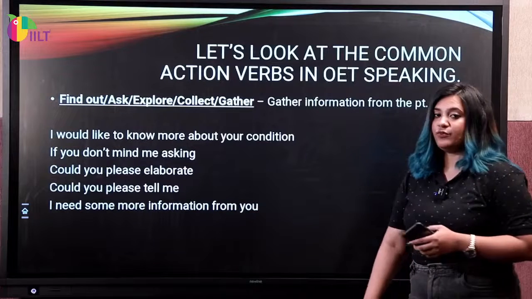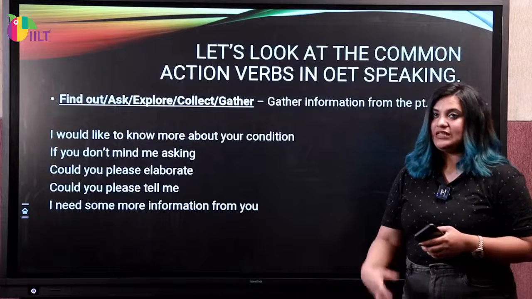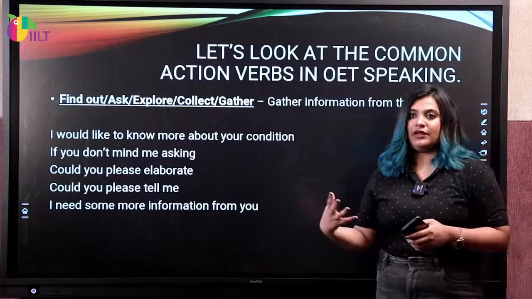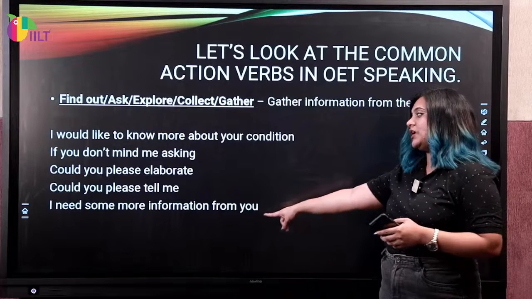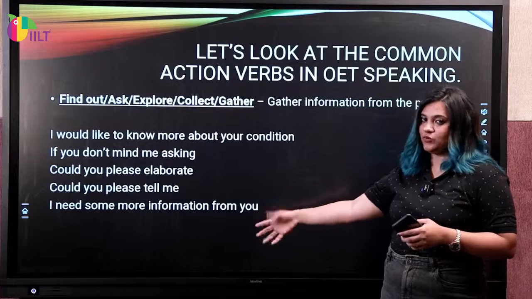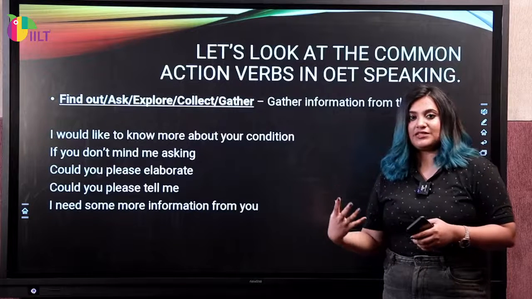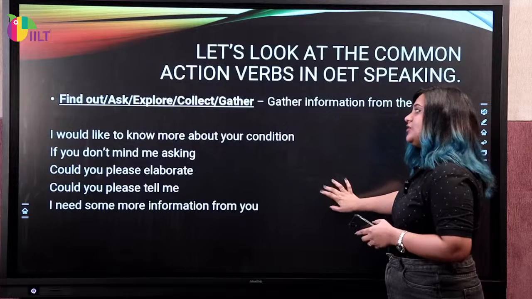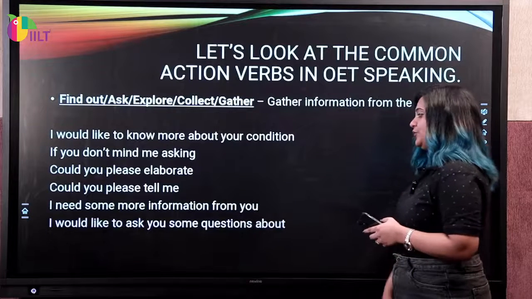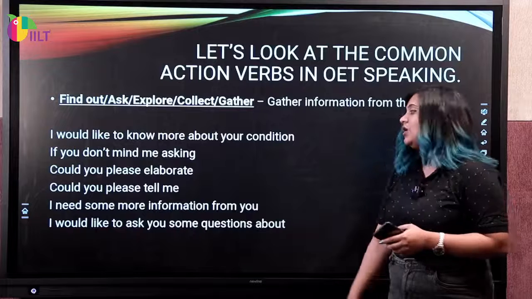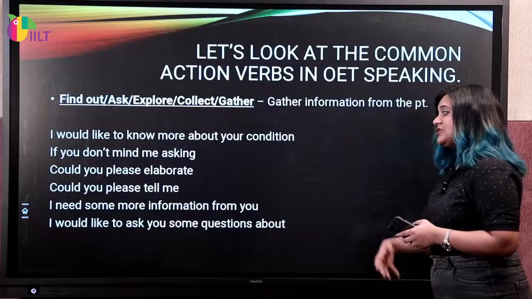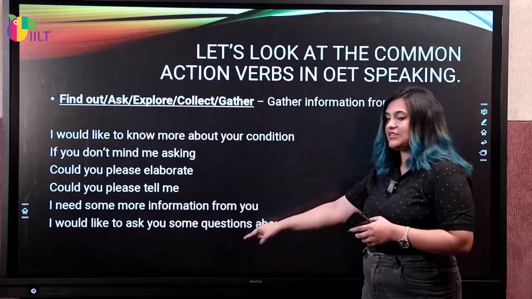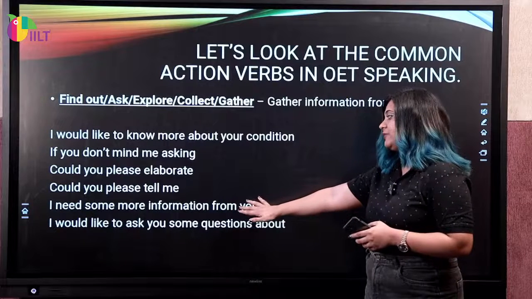"I need some information from you." Imagine your task is ask more about the lifestyle of the patient. "I need some information from you." So these are certain opening statements that you can use if your action word is find out, ask, explore, collect, or gather. And I will discuss one more with you. "I would like to ask you some questions about." This is another rephrased statement of the previous one.